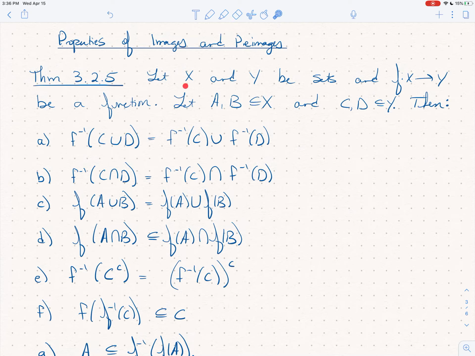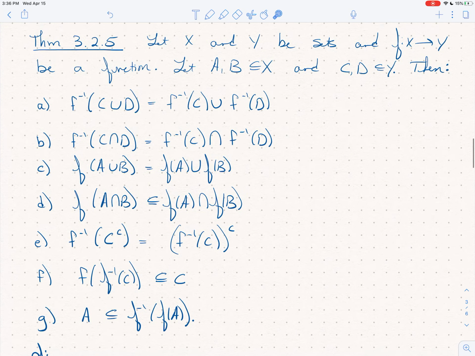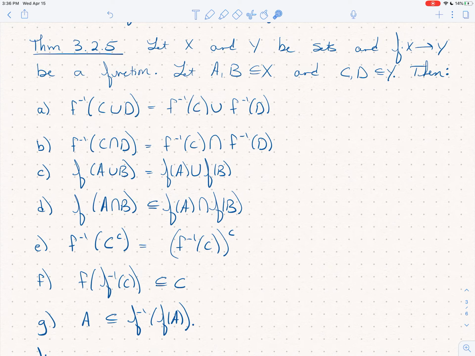So our setup: X and Y are sets. X is going to be the domain of our function f, Y is going to be its codomain. It's important we keep track of where A and B live. A and B live in X, and then C and D live in Y. All right, so we're just going to work through the statements here. I went ahead and wrote them down just to make this go a little faster. Hopefully it's not too horribly boring to work through this list, but it's what we need to do. These are going to be important tools later on.